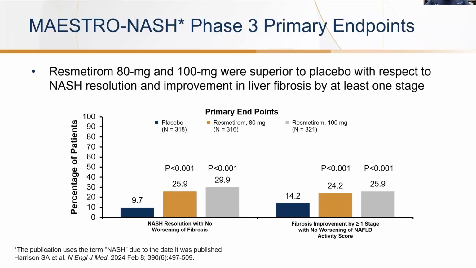So when you look at primary endpoints, resmetirom 80 milligram and 100 milligram dosing were superior to placebo with respect to NASH resolution and improvement in liver fibrosis by at least one stage.